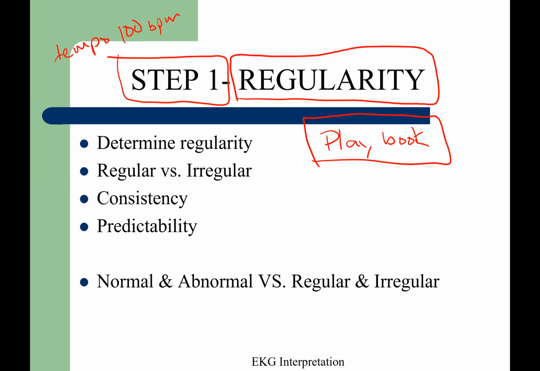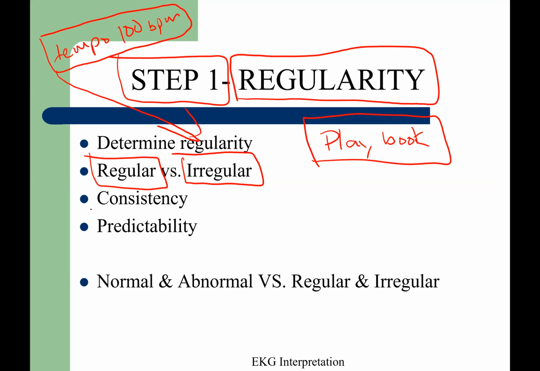Okay. So the important thing here is we know tempos are regular. They don't go off tempo. It would sound really weird, because that's like going off rhythm. So that's something we want to check first. We want to determine if we have a regular rhythm or an irregular rhythm. And again, regularity just refers to predictability and consistency.